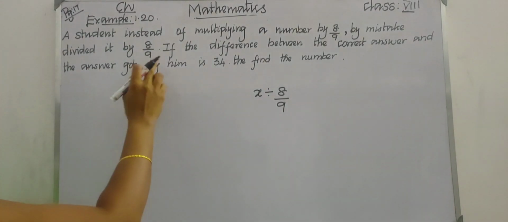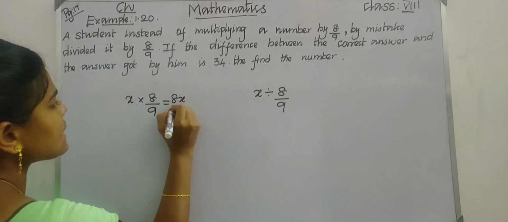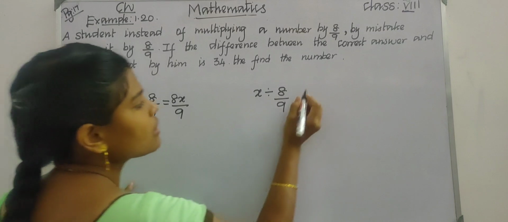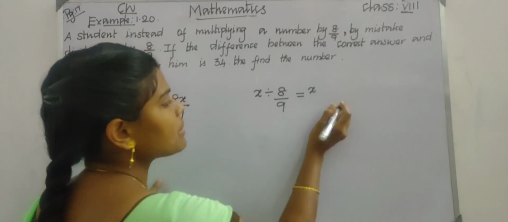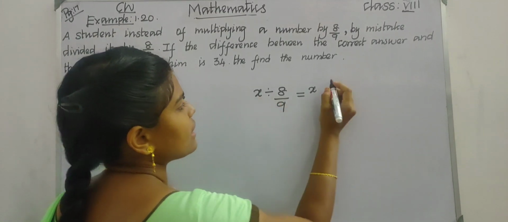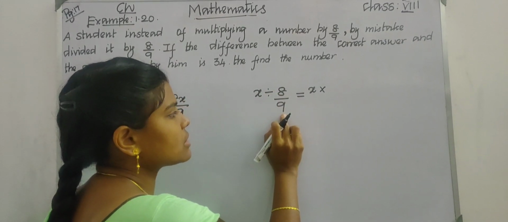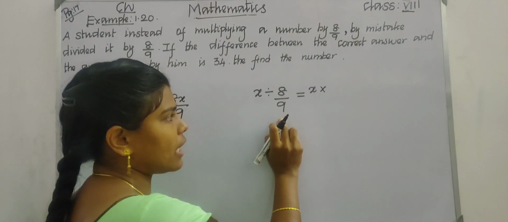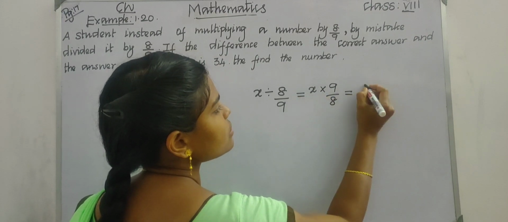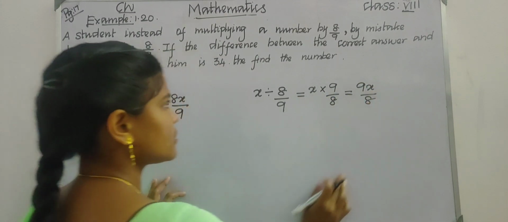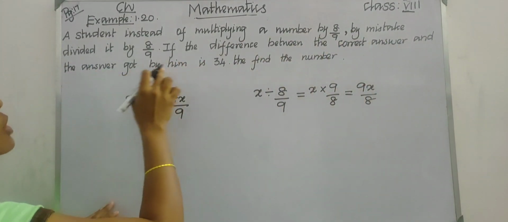So what will you get? x into 8, you can write it as 8x upon 9. And here we are having divide. So what will you do? Put the first number as the same and then change the sign to into, and after that take the multiplicative inverse, or the reciprocal. So what is the reciprocal of 8 upon 9? 9 upon 8. So we will get x into 9, so 9x upon 8.